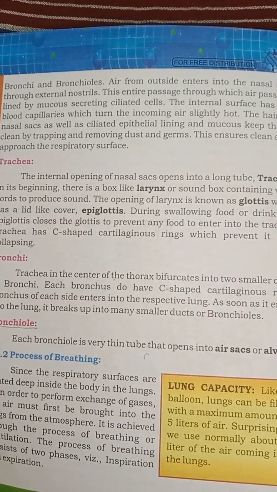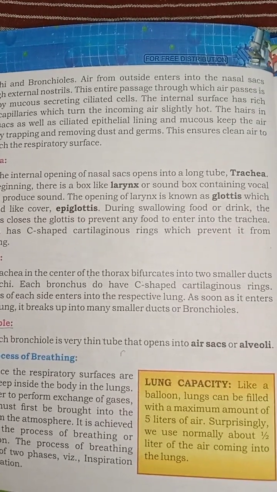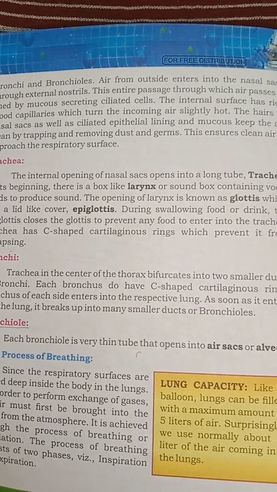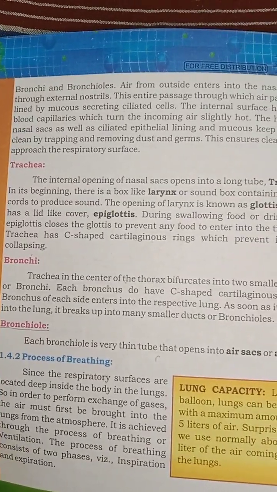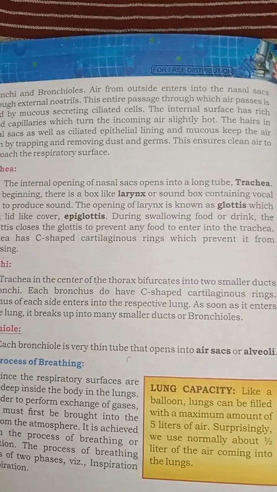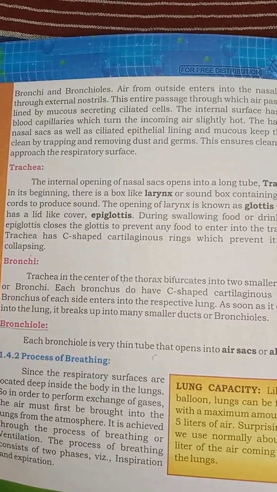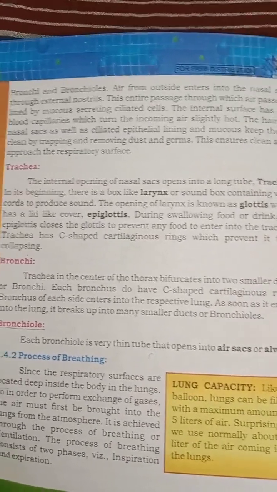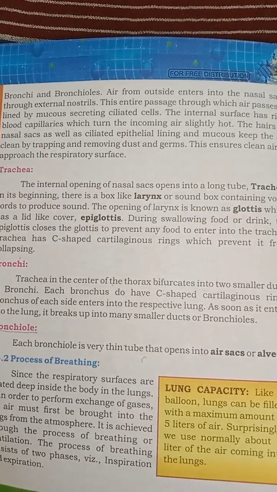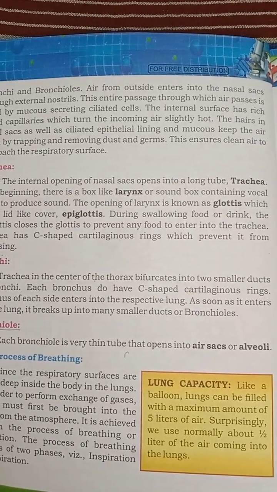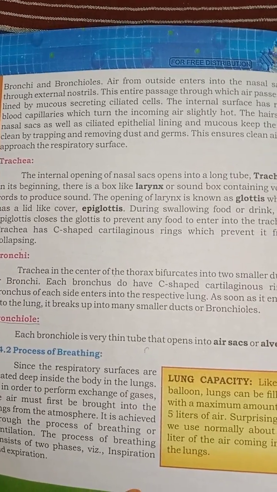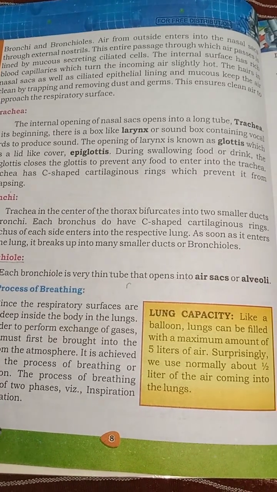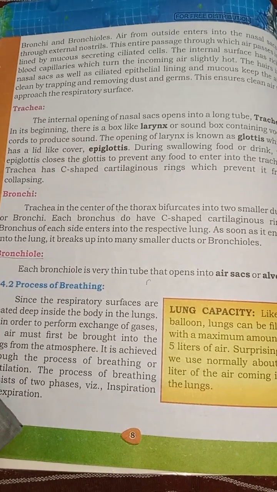Trachea. The internal opening of the nasal sac opens into the long tube, the trachea. In its beginning, there is a box-like larynx or sound box containing vocal cords to produce sound. The opening of the larynx is known as the glottis, which has a lid-like cover, the epiglottis. During swallowing of food or drinks, the epiglottis closes the glottis to prevent any food from entering into the trachea. Trachea has C-shaped cartilaginous rings which prevent it from collapsing.